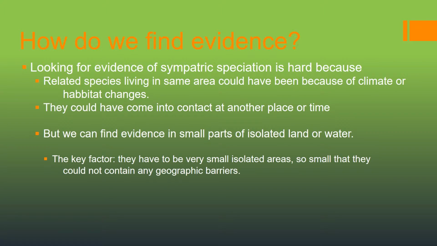Find evidence for sympatric speciation. Looking for evidence is hard because related species living in the same area could have been because of climate or habitat changes that have occurred in the past. They could have come into contact at another place at another time. But we can find evidence in small parts of isolated waters and land. The key factor in this, though, is that the isolated areas have to be so small that they could not possibly contain any geographic barriers.